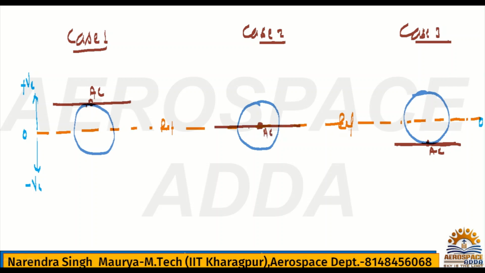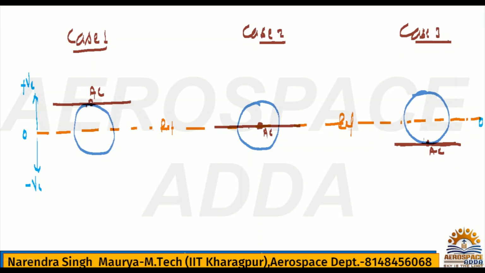All right. So we have three different cases. One where the wing is low wing, so obviously the aerodynamic center will be here. One when the wing is on top or high, it is called high wing. So obviously the aerodynamic center will be here because the wing is here. And another, we are taking the wing on the mid, so the aerodynamic center will be here only.